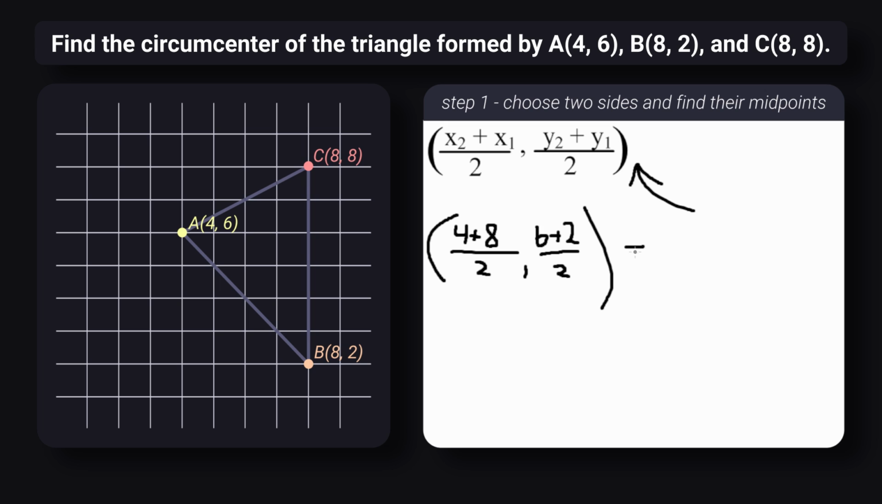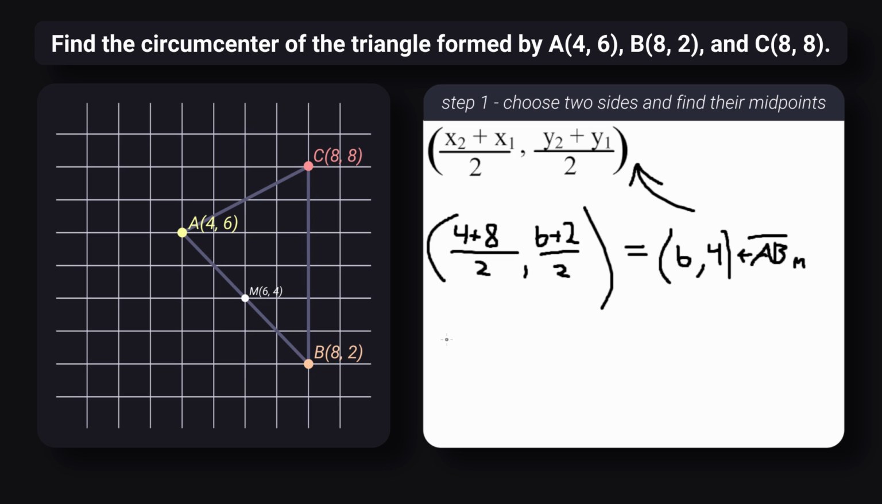So 4 plus 8 is 12, and then 12 divided by 2 is what? It'd be 6. So 6 is our x coordinate in the midpoint of side AB, and then for the y coordinate, once again, just simplify. So 6 plus 2 is what? It's 8, and then 8 divided by 2 is 4. So 6 comma 4 is the midpoint of side AB. So let me write that down. So AB midpoint, this is the midpoint of side AB.